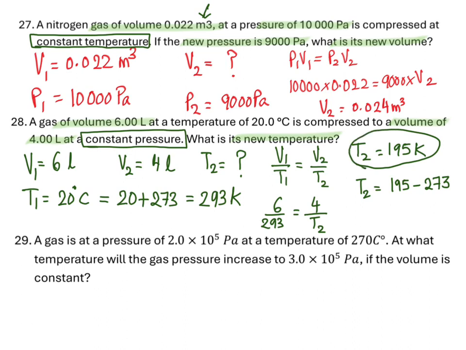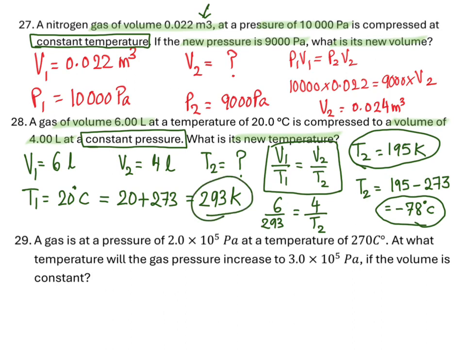It is in Kelvin. If you want to convert that into degrees Celsius, then you have to do 195 minus 273 to get the final answer as minus 78 degrees Celsius. Now you don't have to convert in degrees Celsius unless the question is asking you to get the answer in degrees Celsius. But always remember, if you want to substitute into the formula, the temperature must be in Kelvin.